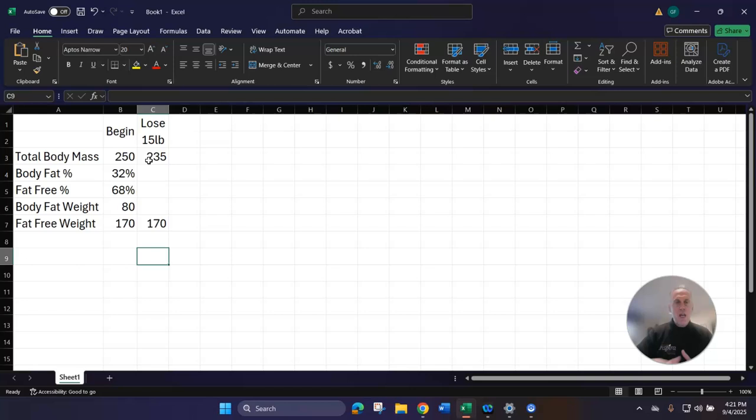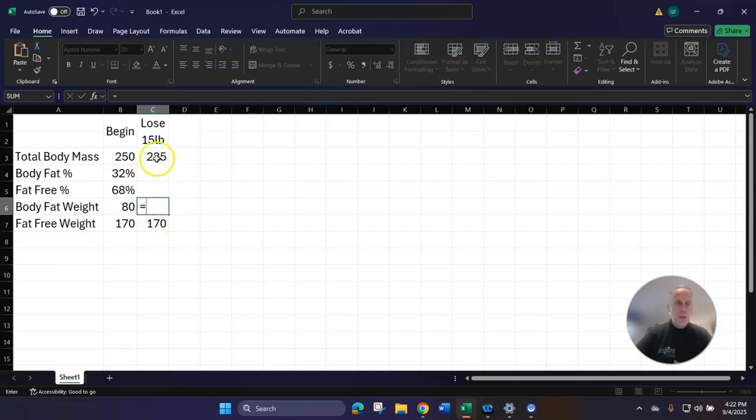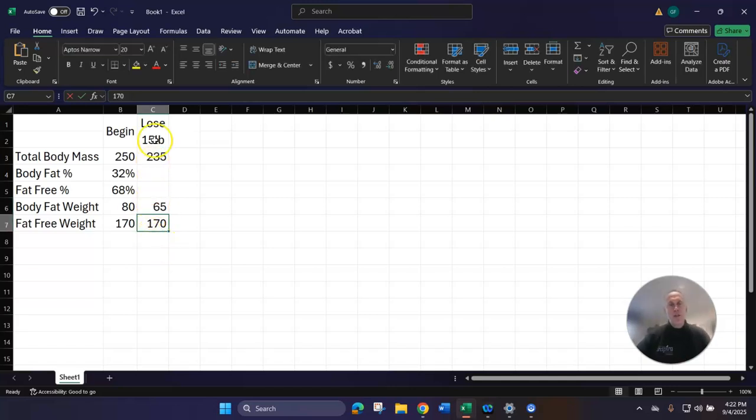Where the numbers change are in here. And so as a result, if our fat-free weight remained 170, but we dropped 15 pounds, our body fat weight has to change. And this becomes a conversation of just subtracting fat-free weight from total body mass. So if we just go something as simple as equals this guy minus fat-free weight down here, we know they're carrying around 65 pounds, and this nets out because they want to lose 15 pounds. There you go.